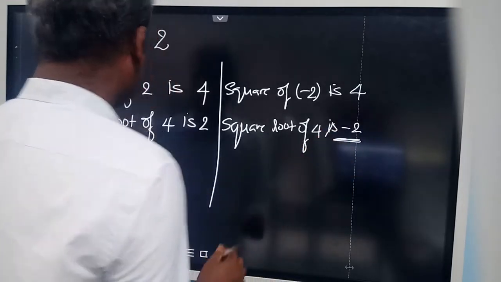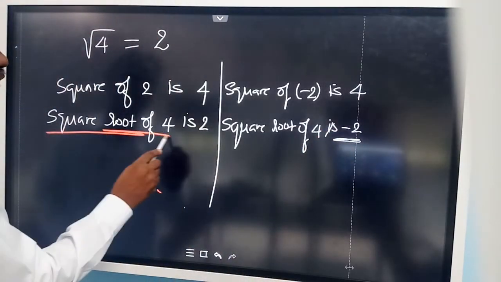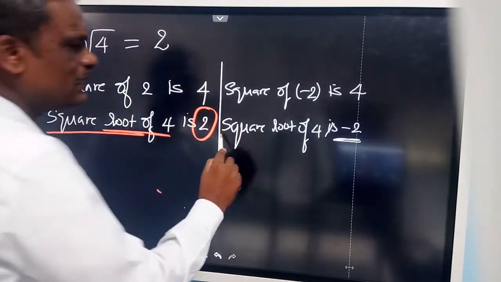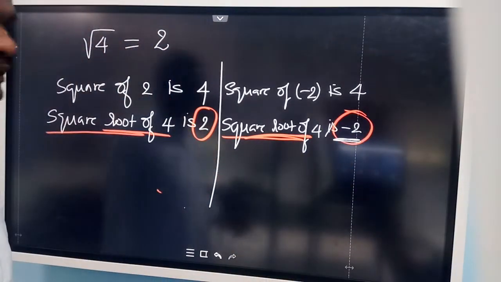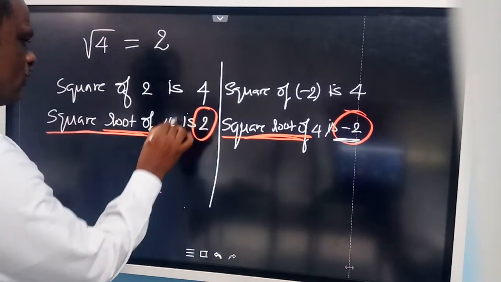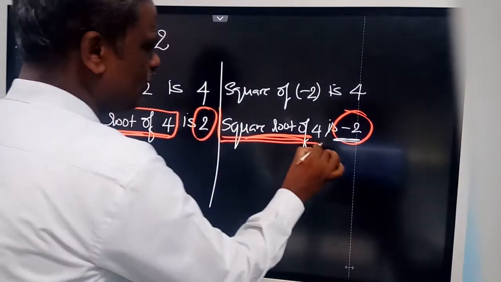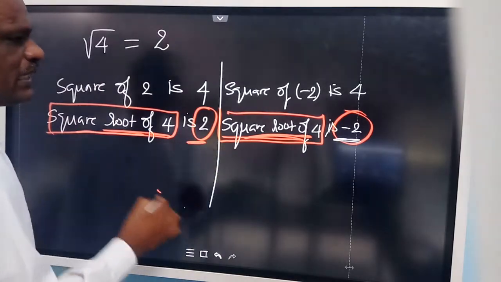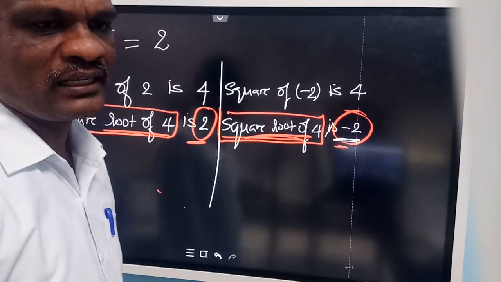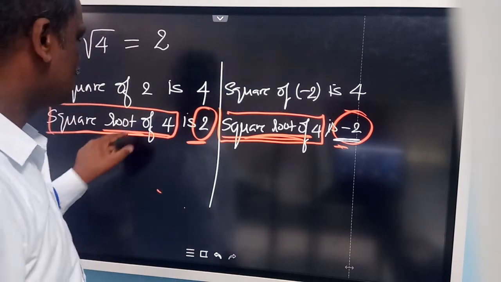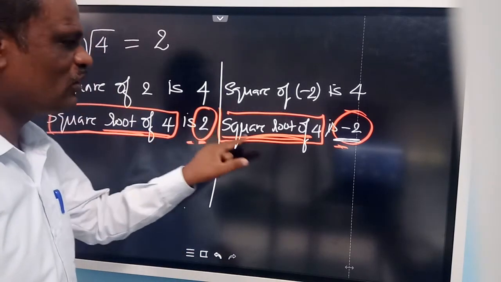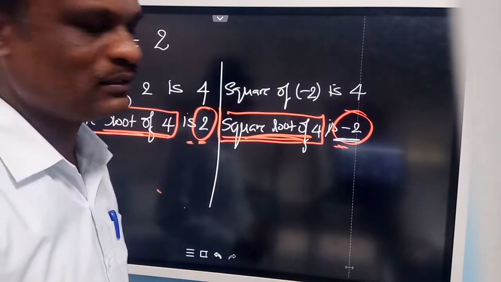Now look at this example. Square root of 4 here I have taken plus 2. Here in this example square root of 4 is minus 2. Why is it so? So look at this. Square root of 4, here also square root of 4 only. Here plus 2 I have taken. Here minus 2 I am taking. You are getting different answers here. Square root of 4 is 2 I am telling here. Square root of 4 is minus 2 I am telling.